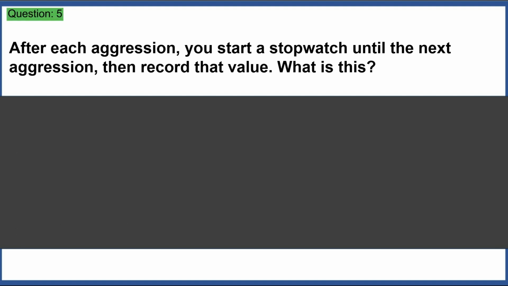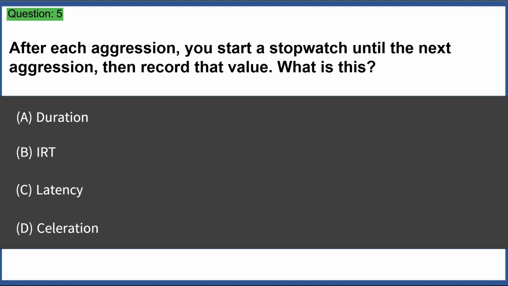After each aggression, you start a stopwatch until the next aggression, then record that value. What is this? A. Duration. B. IRT. C. Latency. D. Acceleration. Answer, B. Inter-response time equals time between responses.